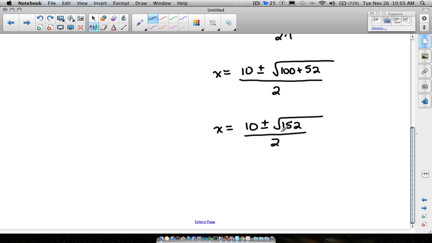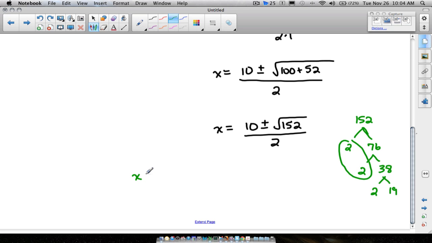Now, this might be your final answer. It might not be. It depends on how this 152 breaks up, if it does break up at all. So let's go over here to the side, and let's see if 152 will in fact break up. So if we take 152 and divide it by 2, we get 76. So yes, it is going to break up because we can take 76 divided by 2 and we get 38. And then the 38, if you divide it by 2, you end up getting 19.